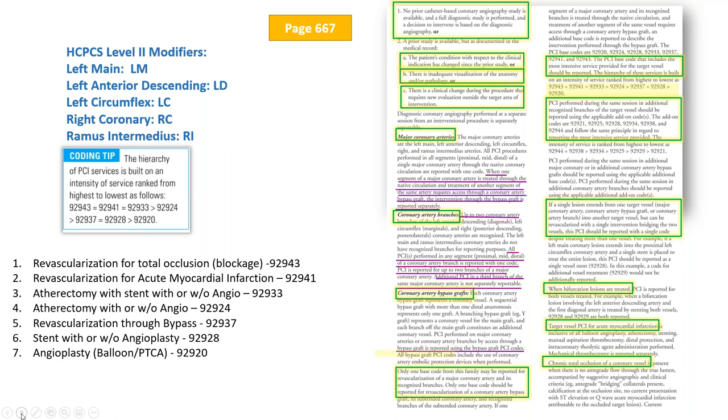If, however, there is current presentation with ST elevation or Q wave acute myocardial infarction that's attributable to the occluded target vessel, there's a subtotal occlusion, and occlusion with dye staining at the site is consistent with fresh thrombus, those are not considered chronic total occlusion. Chronic means long-term, total means complete occlusion, all right? So again, this is where you need to read carefully and forensically.